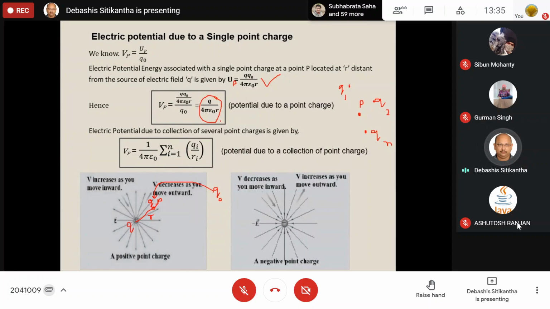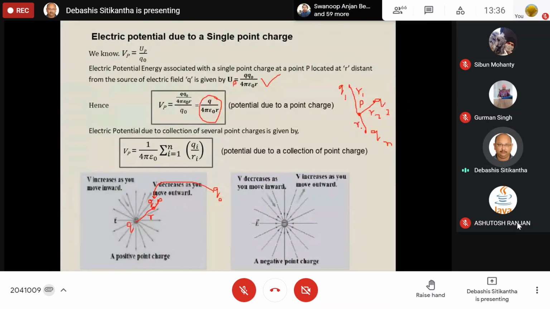So if we look at this equation, very easily we can guess that it is going to be 1 by 4 pi epsilon 0 summation from i equals 1 to n of qi by ri. That means the distance between this q1 and this point P is equal to r1. Similarly, between q2 and P is r2. Similarly, between this Qn and P is rn.